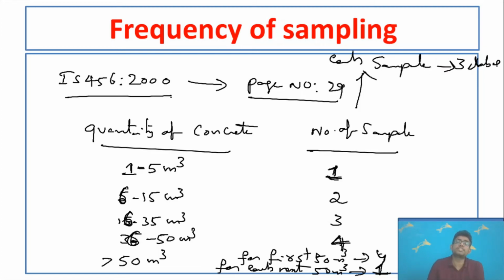Okay, each sample should consist of minimum how much? 3 cubes it should consist of. Okay, so now suppose you are working with some 20 meter cube of concrete in the field, then how many samples do you have to collect? You have to collect 3 samples.